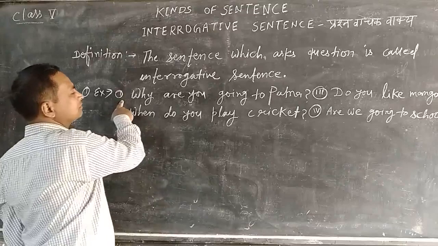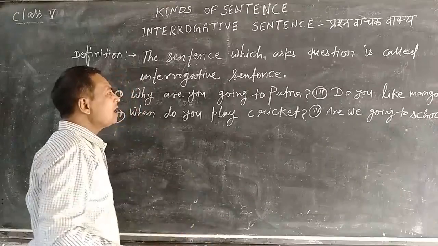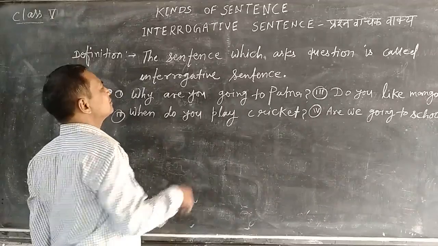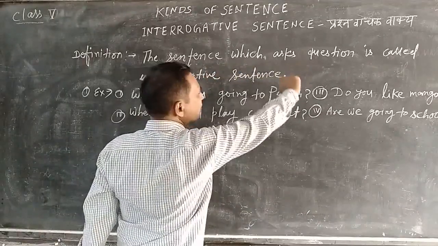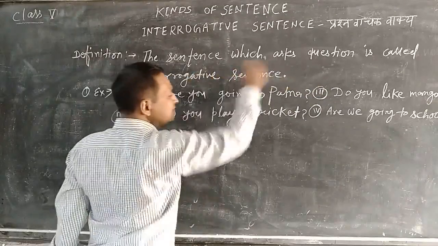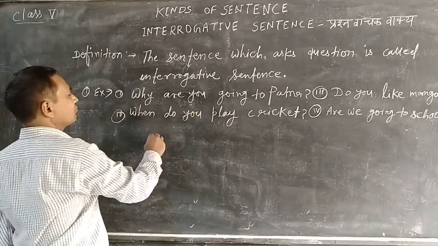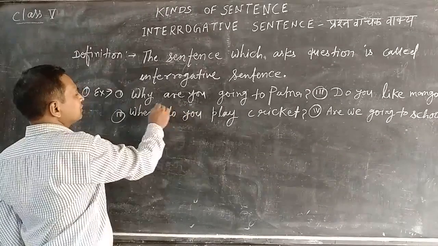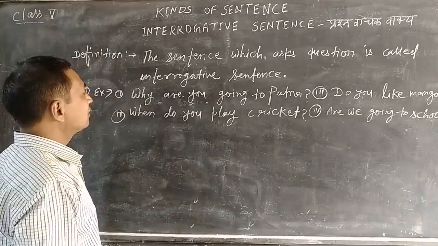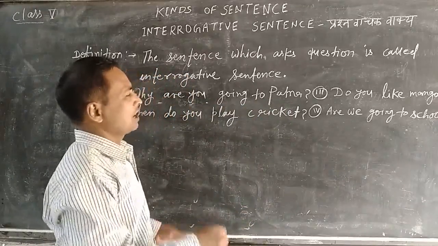In the first example, why are you going to Patna? Tum Patna kyun ja rahe ho? As the definition says, the sentence which asks question is called interrogative sentence. वह वाक्य जो प्रश्न पूछता है उसे प्रश्नवाचक वाक्य कहते हैं. Here, in the first example, the sentence asks question. Why are you going to Patna? तुम पटना क्यों जा रहे हो?